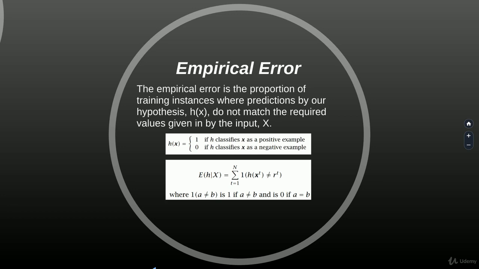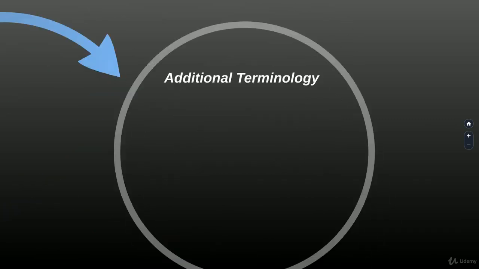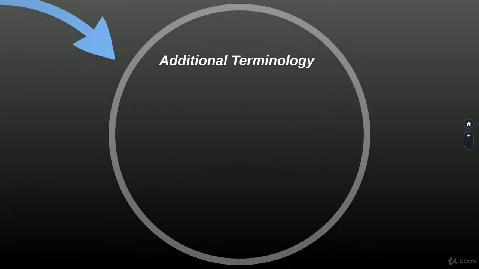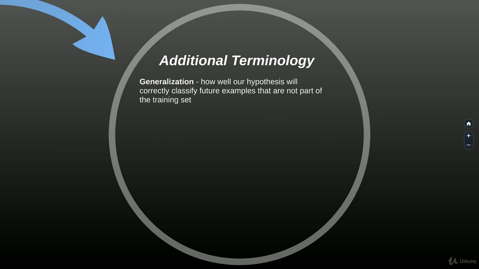So moving on from empirical error, the next step would be to actually use our algorithm, and that is going to bring in the concept of generalization: how well our hypothesis will correctly classify future examples. Because we don't care if the algorithm does very well in the training set if we're not able to use it in the future on unknown data points.